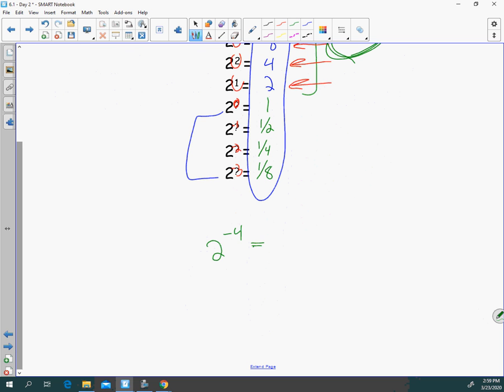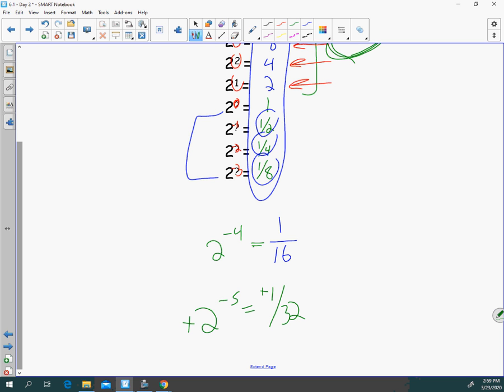Who should I call on? Clayton? Rocking that guitar, you think you got this one? What's the pattern? 1/2, 1/4, 1/8. Guess what? It's 1/16. What's 2 to the negative 5? It's going to be 1 over 32. We get positive numbers because there are positive base numbers.